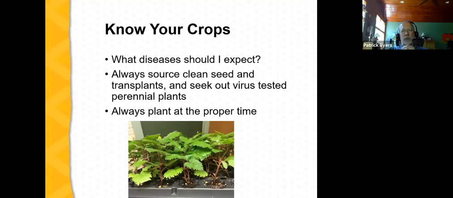If you're purchasing transplants, give them a quick check to make sure that they are not disease infected before you even start out. And if you're buying perennial plants, seek out virus-tested plants. This picture shows an example of blackberry plug plants. And this is an excellent way to start a blackberry planting.